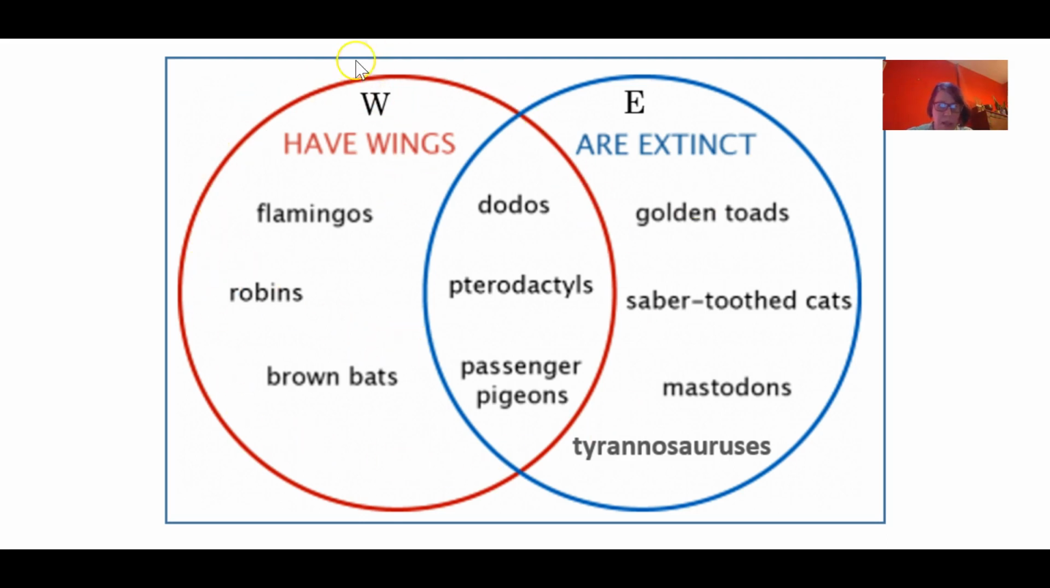This one, the red circled set, is animals that have wings, all different kinds. And notice it goes all the way over here. All of these animals have wings. And then this circle are extinct. So all of these are animals that are extinct, which is definitely something you're going to want to talk about in elementary school.